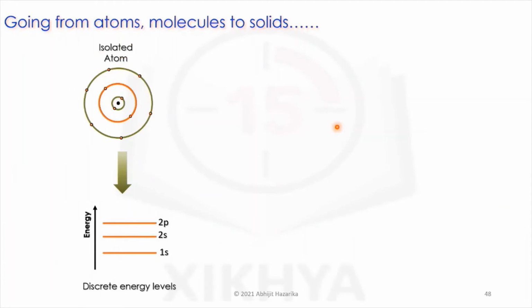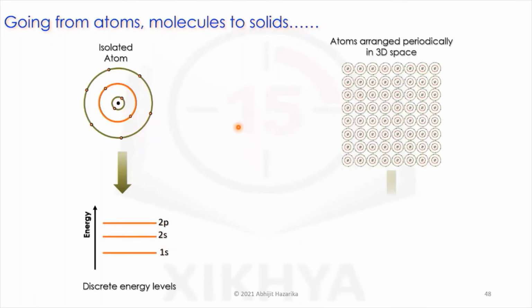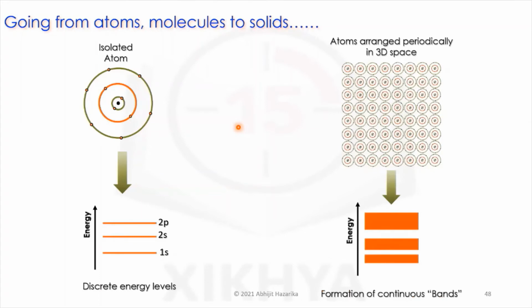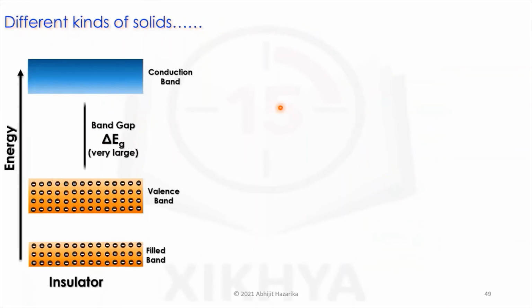Now from atoms to molecules, let's go towards solids. In isolated atoms, we know that the energy levels are discrete, like we can have 1s, 2s, 2p, 3d, and so on. Now, when these atoms are arranged periodically in infinite three-dimensional space, all the atomic orbitals from all the atoms come so close together that they form a continuous band. And like molecular systems where we have bonding orbitals, non-bonding orbitals, and antibonding orbitals, in solids we have the conduction band and the valence band.